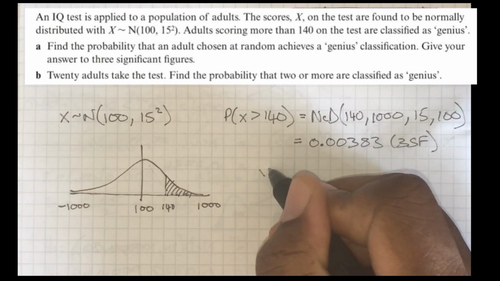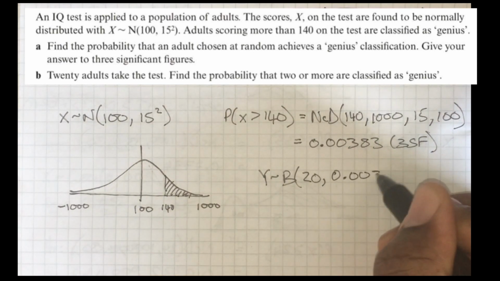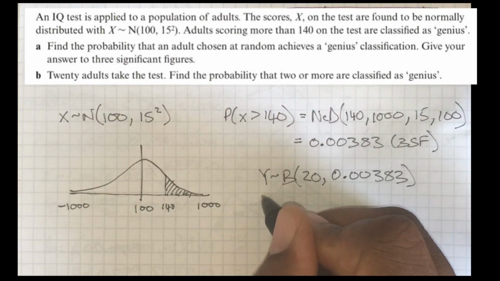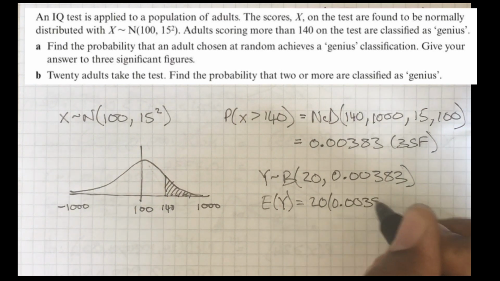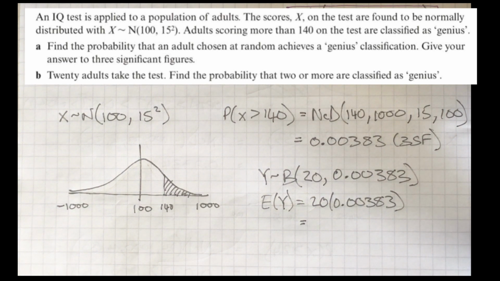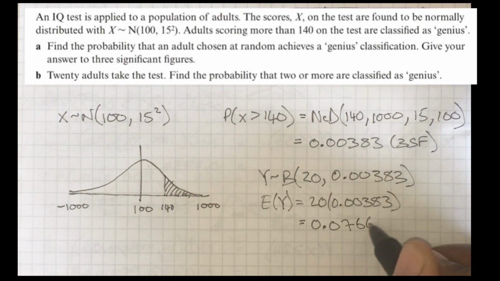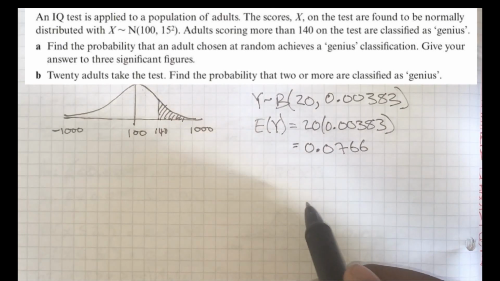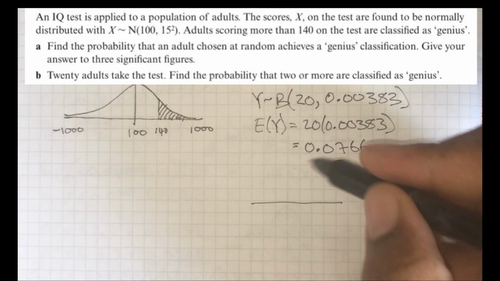Okay, so in part B, we're told that 20 adults take this test. What is the probability that 2 or more of them are geniuses? Well, here it is. There were 20 adults taking the test. That's 20 trials. We actually have a binomial distribution where n is 20 and p is the probability of being a genius. Okay, so from there, I have a binomial distribution where I can work out the expectation. Expectation is n times p, and it's actually 0.0766. It's a really small expectation.